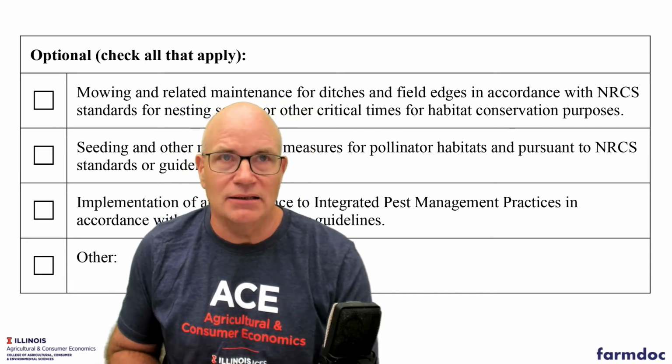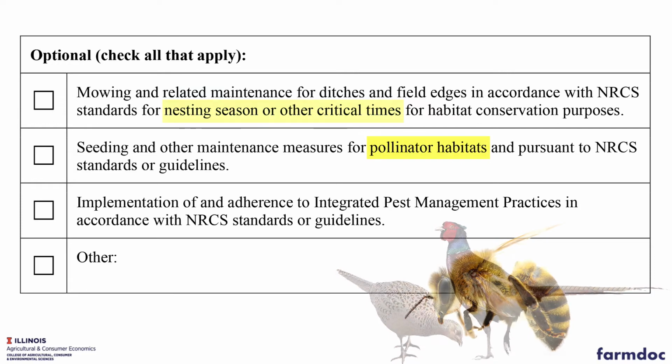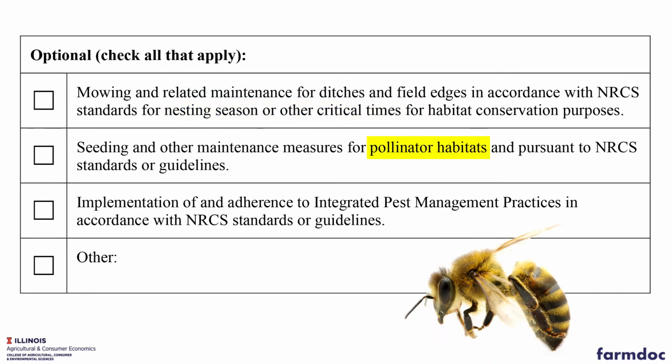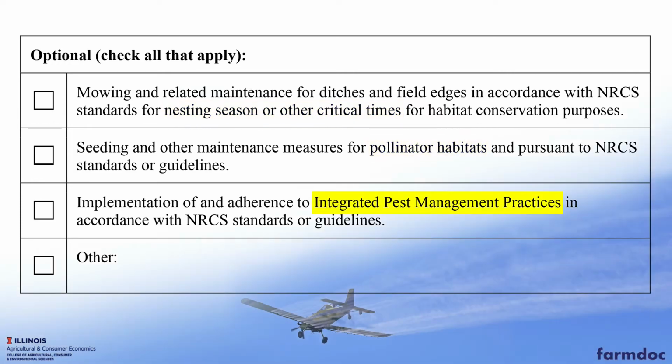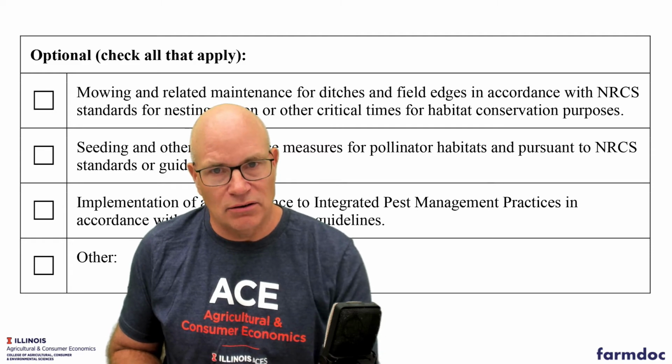up here today is one for nesting season and other critical habitat, and when we're maintaining ditches. So if we want to do this, we could have this checked. We could also have one where we maintain a pollinator habitat, or also integrated pest management practices according to NRCS standards. Again, if we want those agreements, we could check those and then sign this agreement.